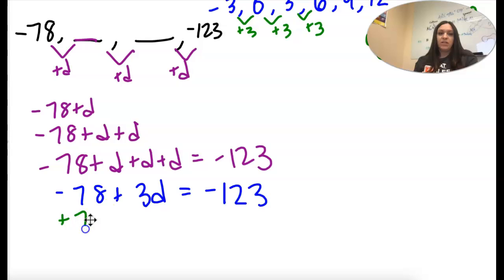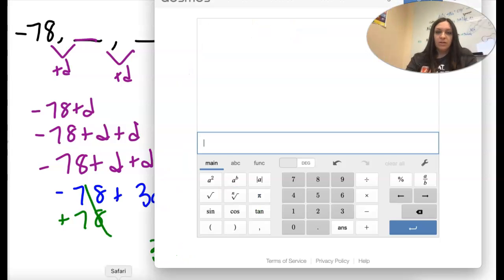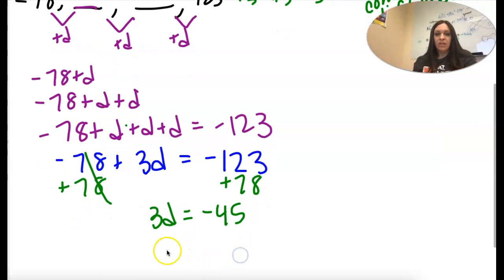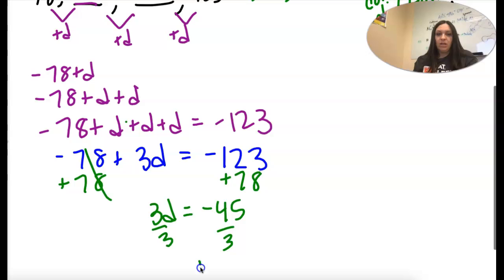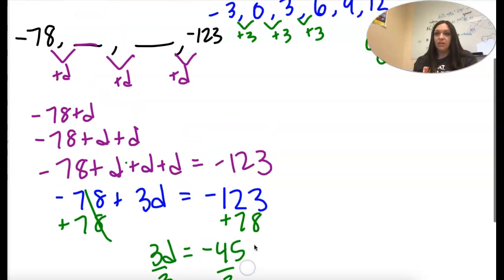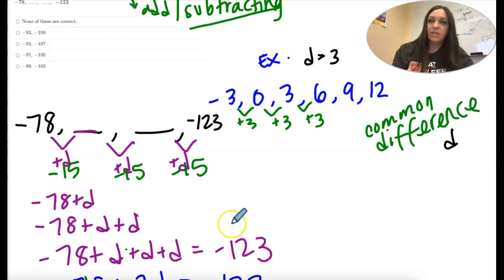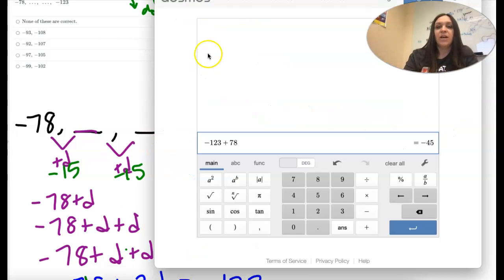So let's solve. Plus 78 on both sides, right? So 3D is -123 plus 78, which is -45. Divide both sides by 3. D is -15. So we're actually subtracting, right? Our numbers are getting more negative. So between each term, we're going to minus 15 to get to -123, and we can check.